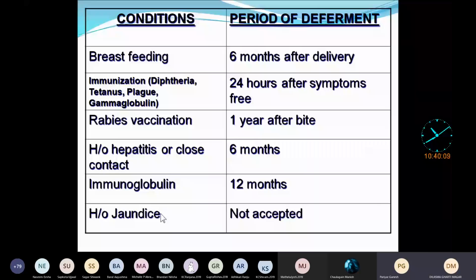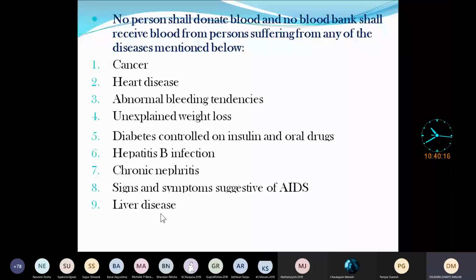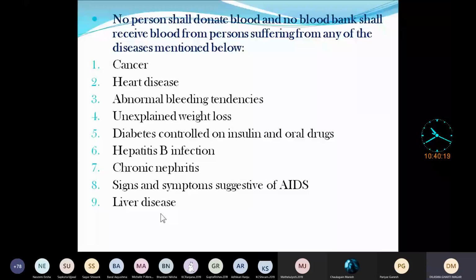So here you see there are some causes where a person cannot give blood at all. No person shall donate blood, or no blood bank shall receive blood from persons suffering from any of the following diseases mentioned below. So these persons should not donate blood at all. And the blood bank also, if anybody while taking the history comes to know about all these things, they should not take the blood at all.